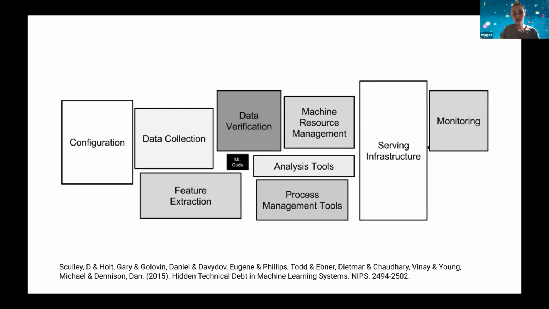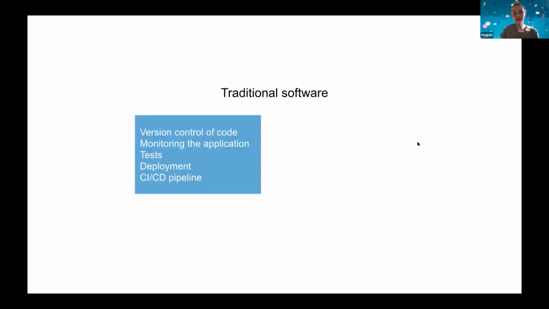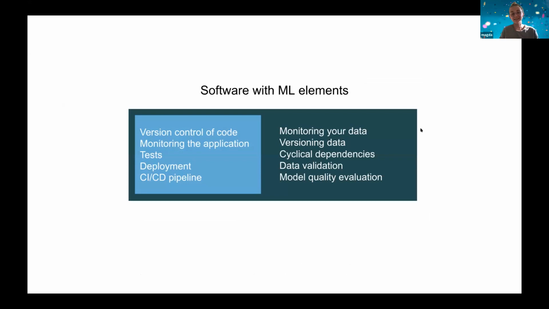So when we look at this picture, we can really understand that when, for example, in traditional software, you have to worry about your version control of the code. You have to worry about the monitoring of that application, the tests, deployment, and the CI/CD. And when we move to machine learning, it quickly grows to a much vaster domain. So you have your monitoring of your data, the versioning of data, perhaps versioning also of the hyperparameters used. You might get some cyclical dependencies, which are not there in software projects.